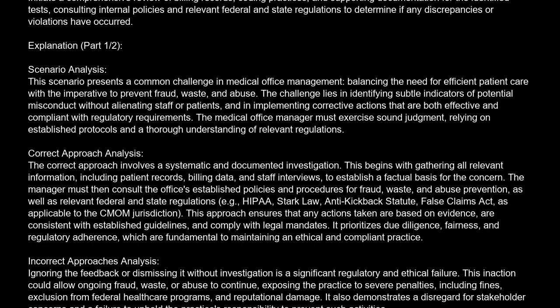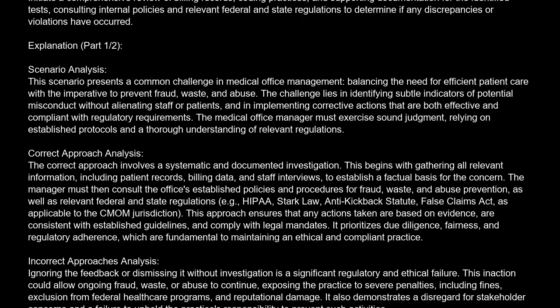Explanation. Scenario analysis. This scenario presents a common challenge in medical office management, balancing the need for efficient patient care with the imperative to prevent fraud, waste, and abuse. The challenge lies in identifying subtle indicators of potential misconduct without alienating staff or patients, and in implementing corrective actions that are both effective and compliant with regulatory requirements. The medical office manager must exercise sound judgment, relying on established protocols and a thorough understanding of relevant regulations.